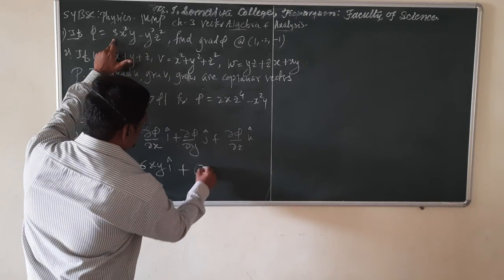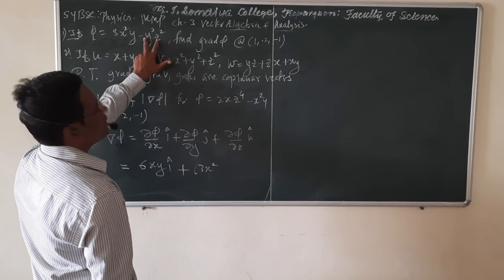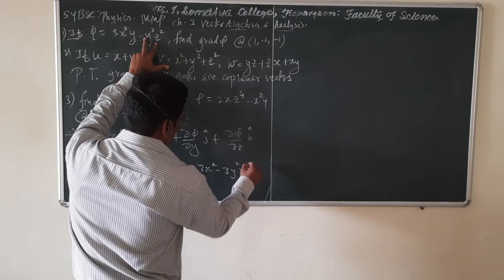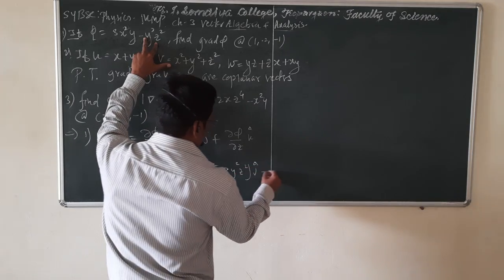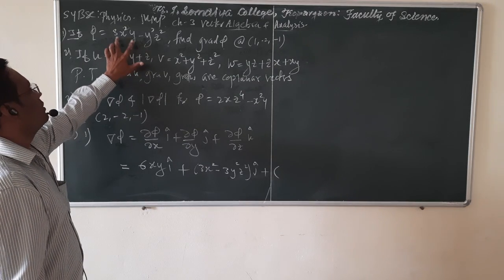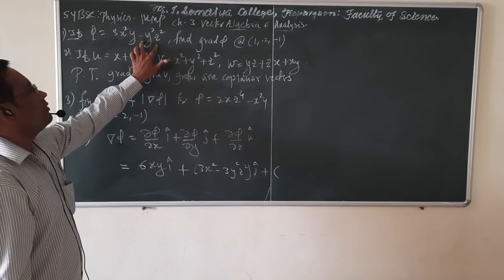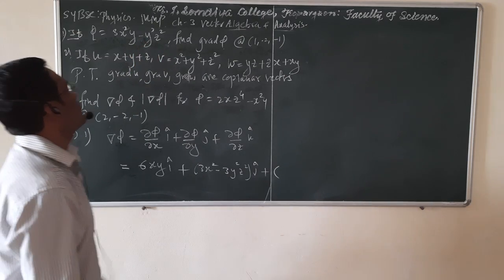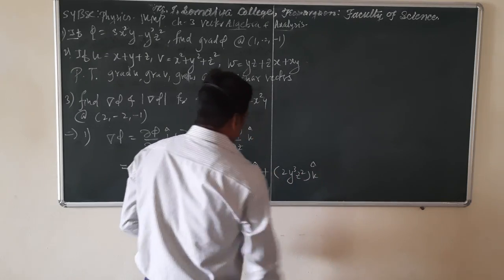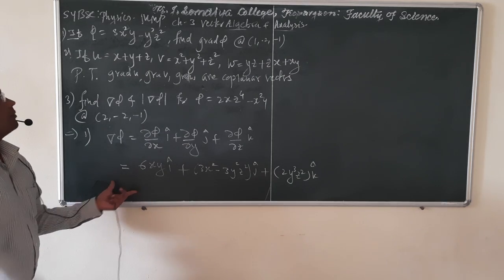So this is 3x square, and if you take the partial derivative with respect to y of this term, it is minus 3y square z square into j cap, plus the partial derivative of this with respect to z. The derivative of this with respect to z is 0, and the derivative of this is minus 2 times y cube z square into k cap. So this is the gradient of phi of this function.